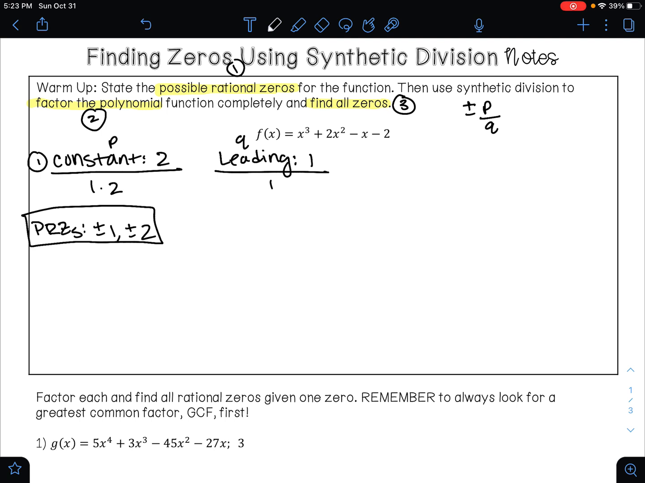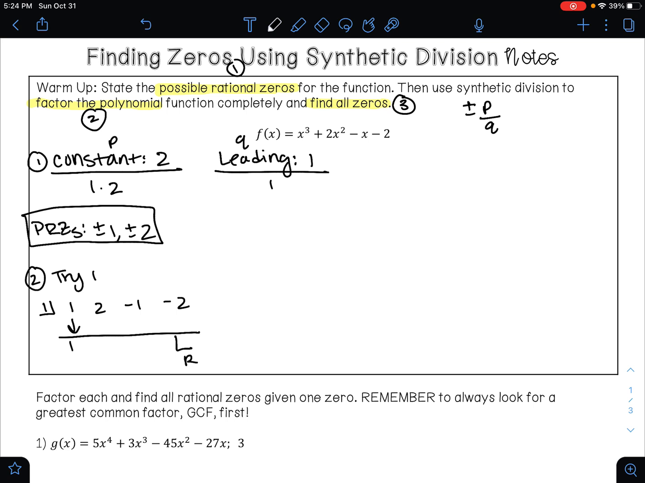The second thing they want us to do is factor completely. So to do that, I'm going to use synthetic division. I'm going to try one of my possible rational zeros, and I'll keep trying them until I get a remainder of 0. I always start with 1. You can start with whichever possible rational zero you want. I always begin with 1 because 1 is the easiest number. So if 1 is my 0, let's see. My coefficients are 1, 2, negative 1, and negative 2. Always bring down your first coefficient, and then whatever is last is your remainder.